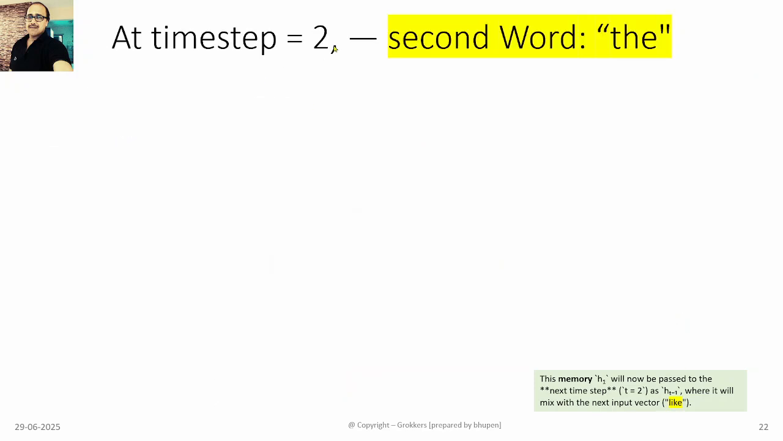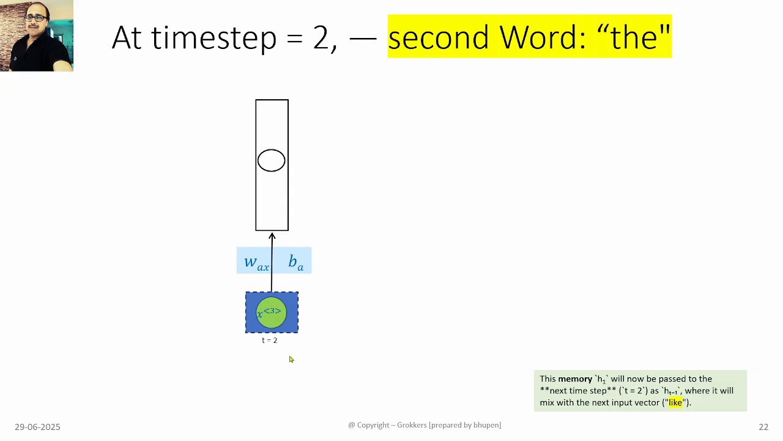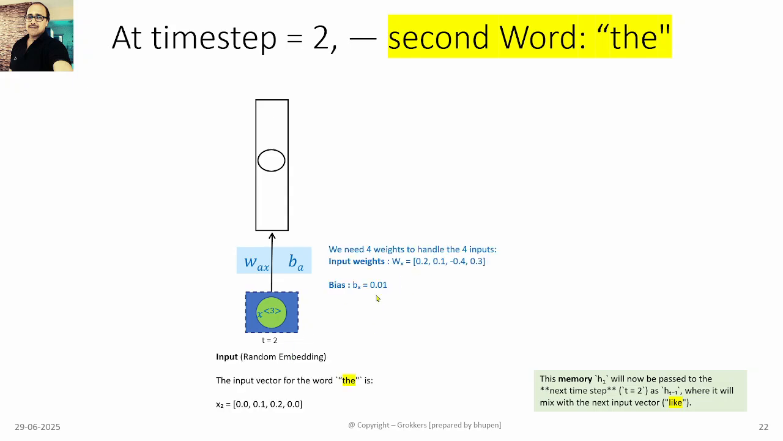So let's see time step number 2, which is basically token number 3. The word is "the", and again we will take the embedding for the word "the", and it will also go through the process of linear transformation like in the previous step.